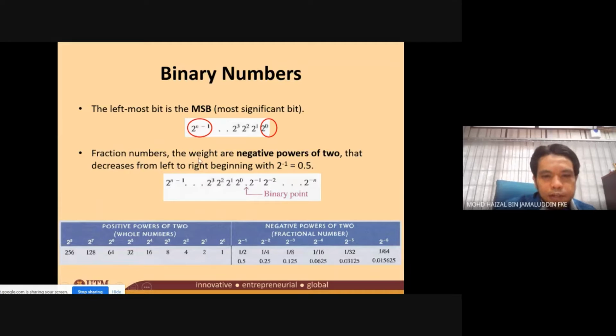Okay, for a fraction number, the weights are negative powers of 2 that decrease from left to right, beginning with 2 to the power of minus 1, which is equivalent to 0.5. So you can see the positive powers of 2: 2 to the power of 0, 1, 2, 4, 8, 16, 32. And for the fraction number, you have the half, quarter, and so on.